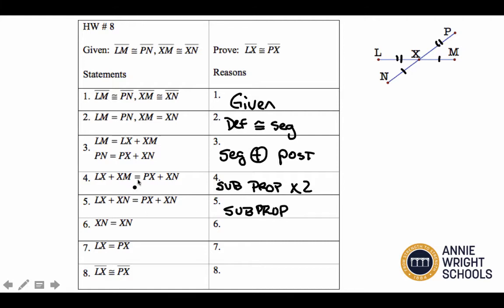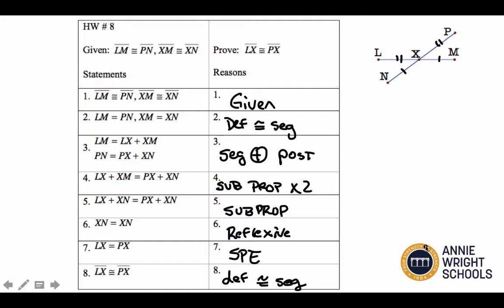But I can't do that in one giant step. I have to go one step at a time. The next thing I'm going to do is say XN equals XN. Why does something equal itself? That's reflexive. And you might be saying, you don't need to say that. And it's like, well, I haven't said it yet, so I do. And now how would I get to this statement? Oh, I took this one here and I subtracted XN from both sides, so that's the subtraction property of equality. Now I have equal measures. I can say the segments are congruent using definition of congruent segments.